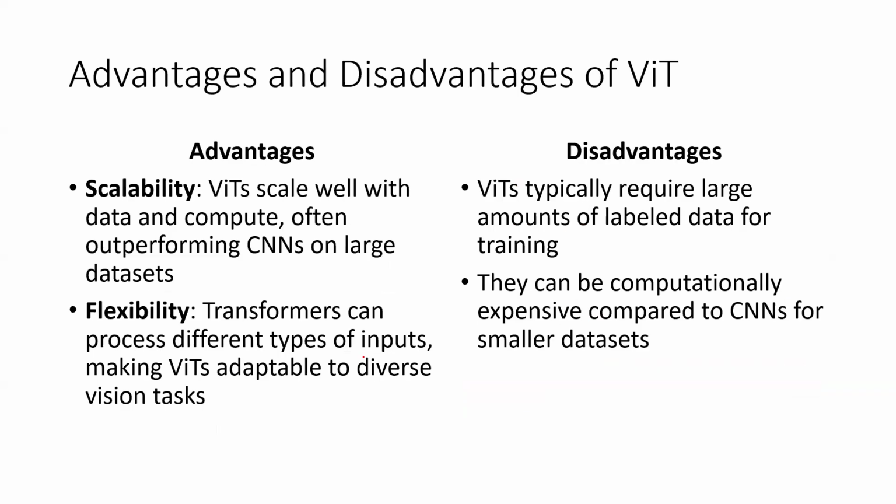The advantages and disadvantages of vision transformers are as follows. Vision transformers are very good at working with very large amounts of data to give better outcomes. So they are better in scalability than CNNs, and they are flexible for different vision related tasks. But the disadvantage is that they need much more data. They are data hungry compared to CNNs, and much more computationally expensive, especially when you are using smaller datasets.